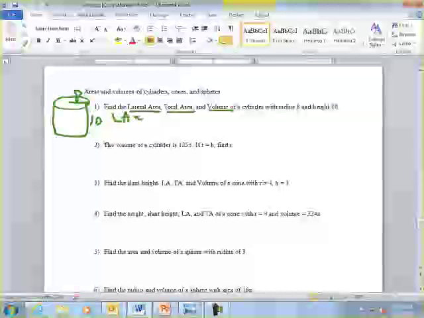Lateral area. The formula is 2 pi r h. 2 pi r h is the lateral area formula. You don't need to memorize that. So we can plug in what we know here. 2 pi, r is 8 and h is 10. And like we did in the last chapter, we're just going to multiply all the numbers together and let the pi's hang out. So if I multiply all those numbers together, I got 160 pi.